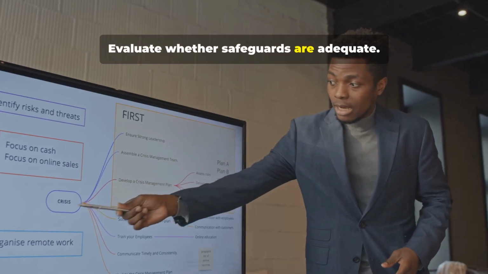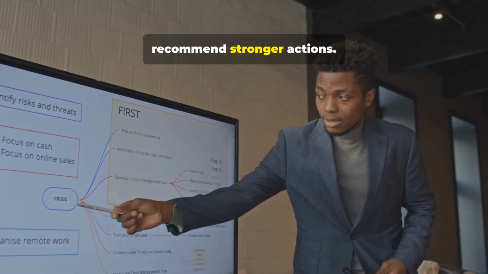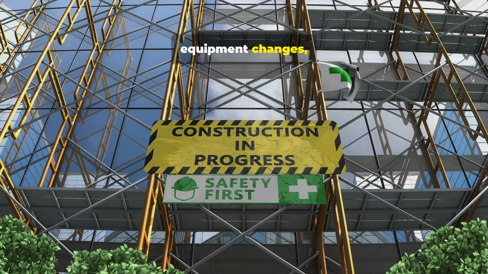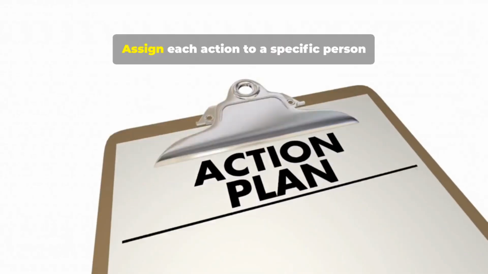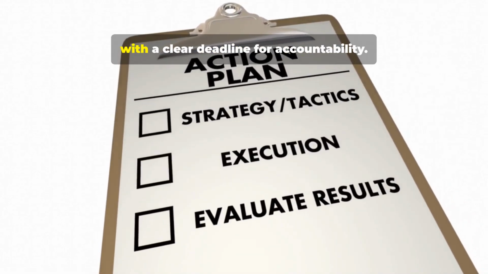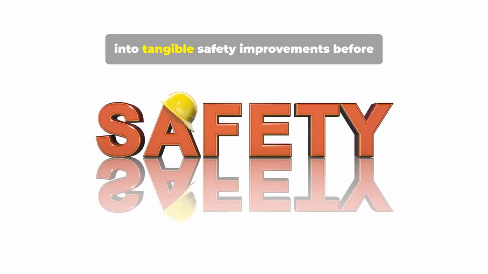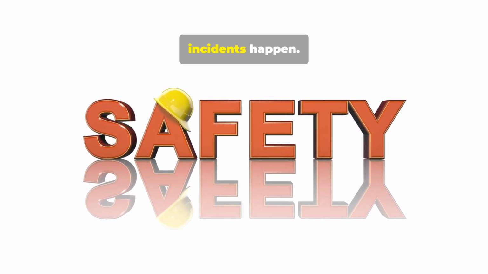Evaluate whether safeguards are adequate. If not, recommend stronger actions. Typical actions include new procedures, equipment changes, and improved training. Assign each action to a specific person with a clear deadline for accountability. This simple practice turns discussion into tangible safety improvements before incidents happen.